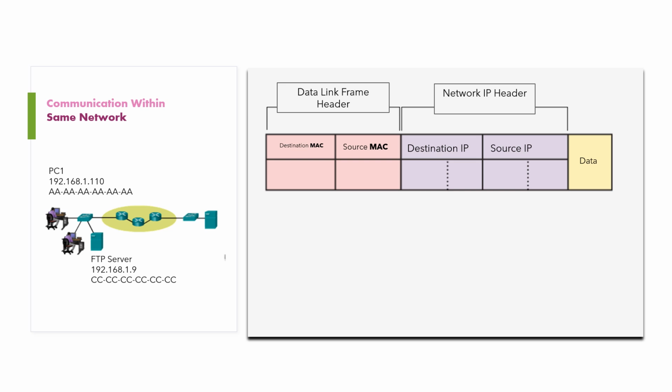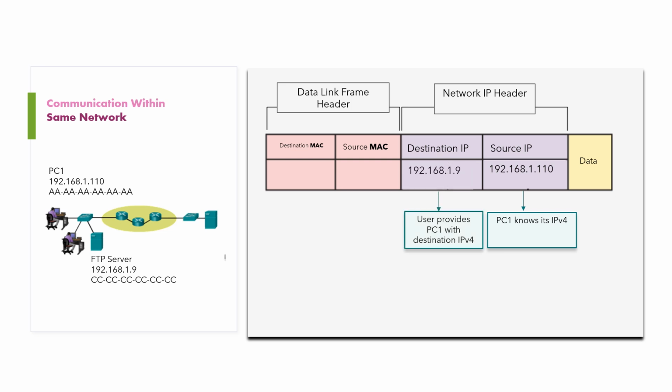PC1 and the FTP server are in the same local area network. PC1 wants to communicate with the FTP server. PC1 needs source and destination IPv4 addresses and source and destination MAC addresses. PC1 knows its own IPv4 address. We are providing the IP address of the FTP server. For example, we are pinging that server.